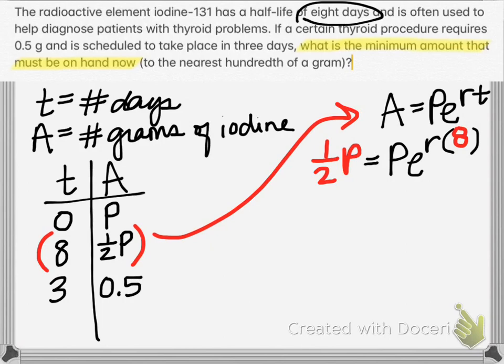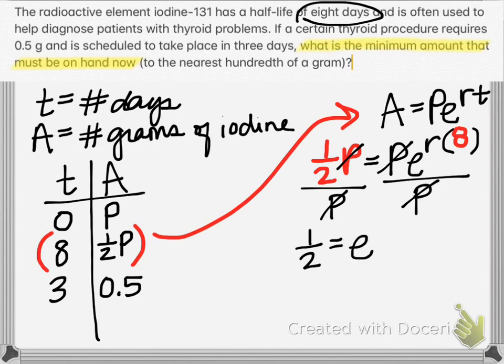And you notice we have two unknowns. We don't know P and we don't also know R. We don't know that relative decay rate. But if we divide by P to undo our multiplication, our P's divide out on the right side, but the P's also divide out on the left side, resulting in our equation 1/2 equals e to the R times 8 power. And now this is an exponential equation with only one unknown. So we're going to be able to solve this equation for R.